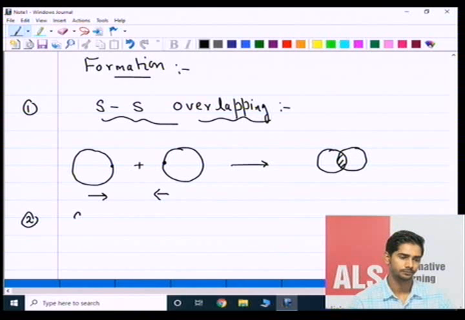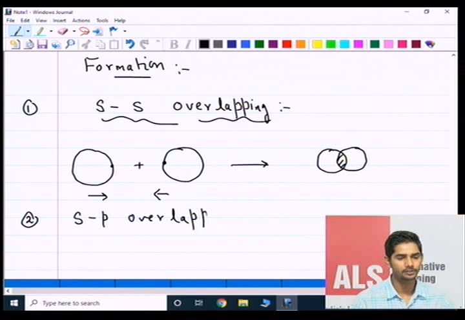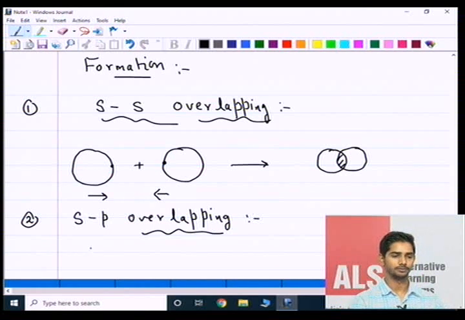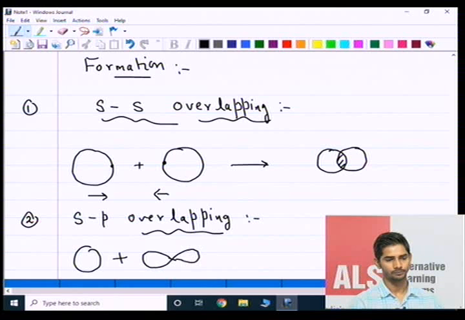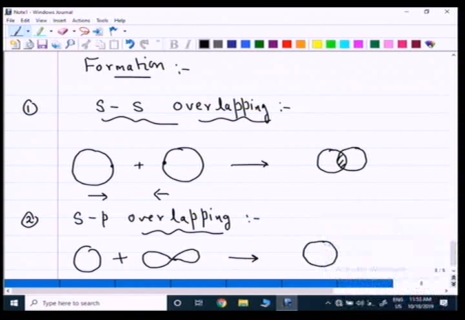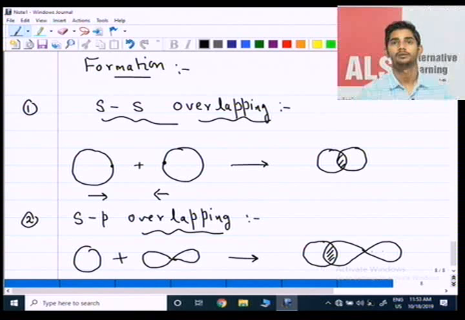Number 2, s-p overlapping. First of all, look at the screen, guys. After that, I'll give you time to copy it. s-p overlapping. This is your s, this is your p. When they overlap with each other, they will look like this. And this is your sigma bond.